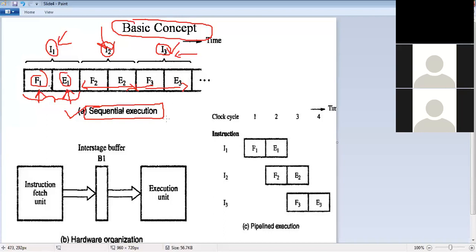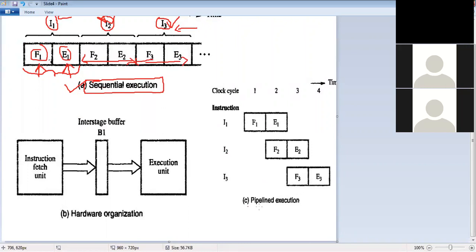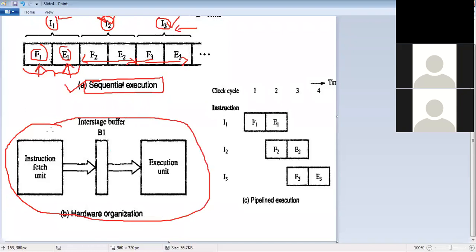Now can I reduce this time, or reduce the number of cycles, so that the processor speed is increased? And here the concept of pipelining comes into the picture. In the next figure, this is one kind of hardware organization. Whatever the output of instruction fetch is, it is stored in an internal buffer, called an inter-stage buffer, because we have 2 stages here. Stage 1 is the instruction fetch unit and stage 2 is the execution unit.